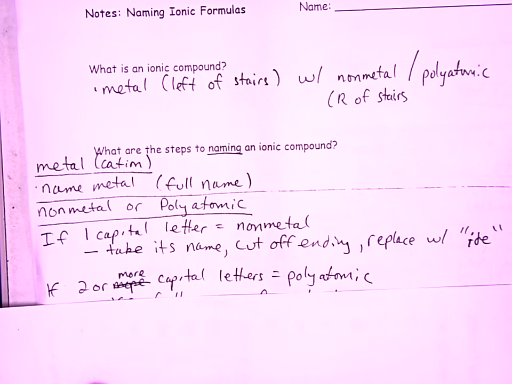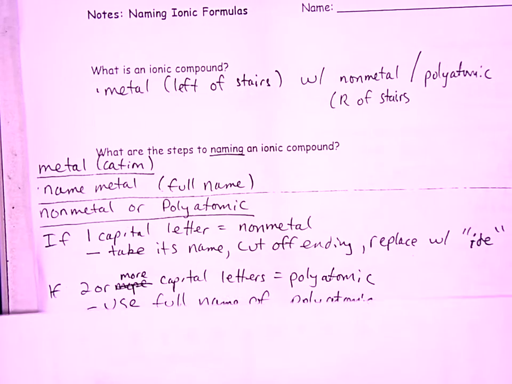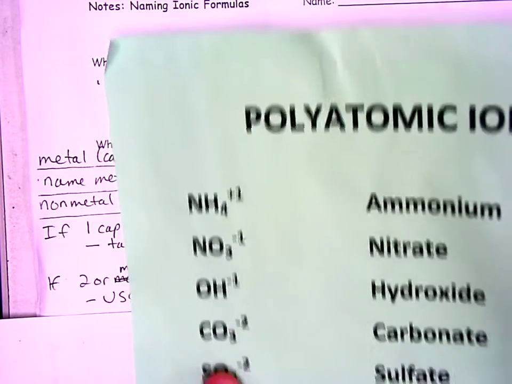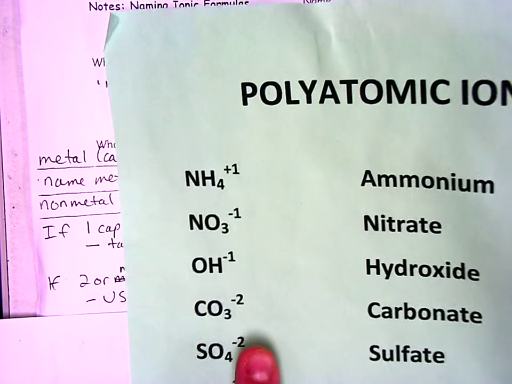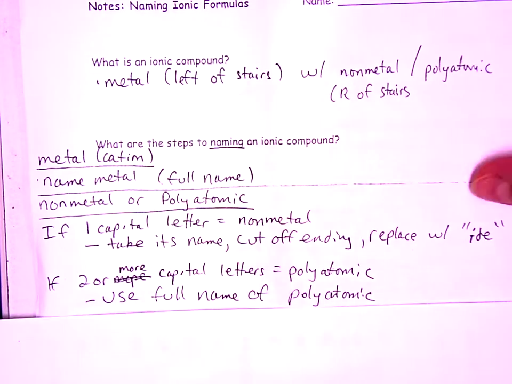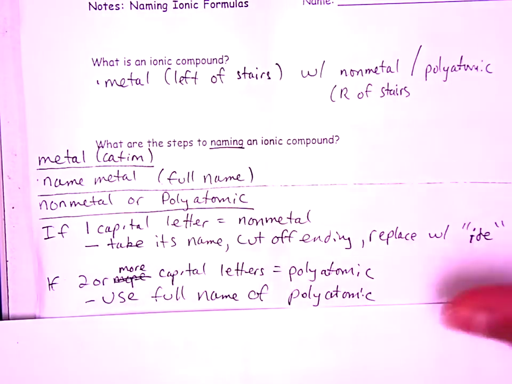If you see two or more capital letters, it means you're working with a polyatomic, and you just look at your polyatomic list and use the full name. So if you saw CO3 minus 2 written down, you would say, oh, that's carbonate. You don't change anything about its name. Okay. All right, so let's try some together here.